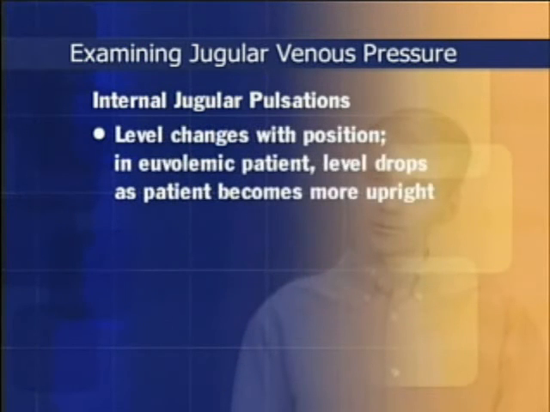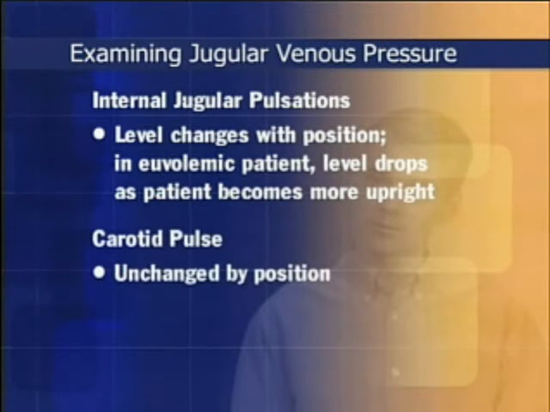The level of internal jugular pulsations changes with position. In a euvolemic patient, the level in the neck drops as the patient becomes more upright, whereas the carotid pulse is unchanged by position.